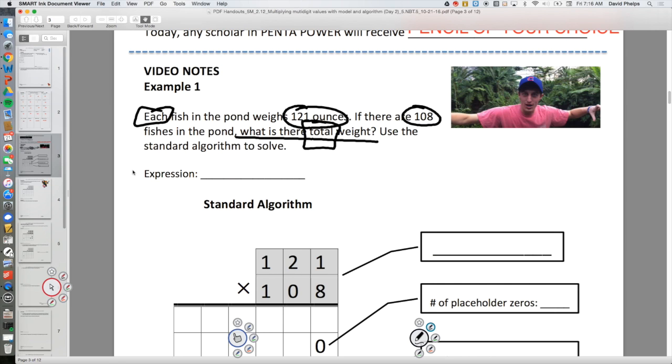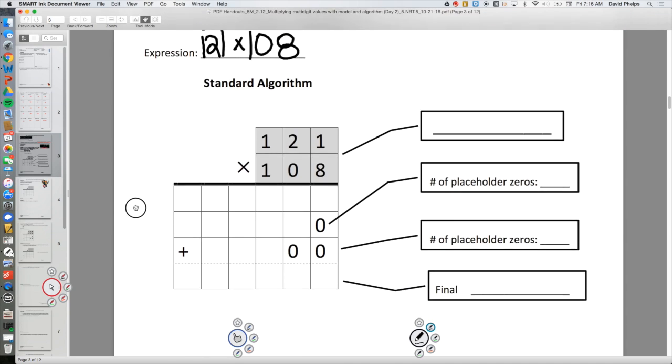And now I have to figure out my expression. Well, what operation could I use here? If there are 121 ounces for every fish, and we have 108 of these fish, we're trying to find a bunch of these groups, so we can use multiplication. 121 times 108. Notice there's no equal sign here, because it's an expression. Equal signs make it an equation.